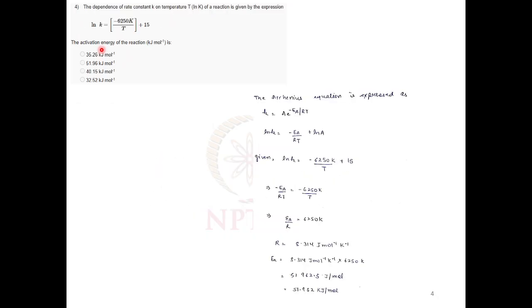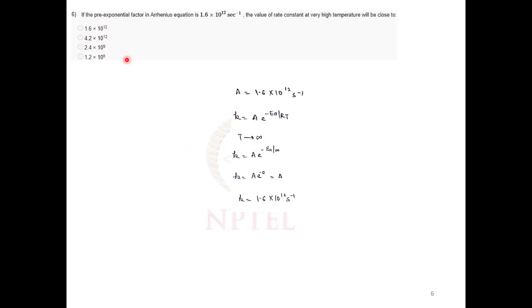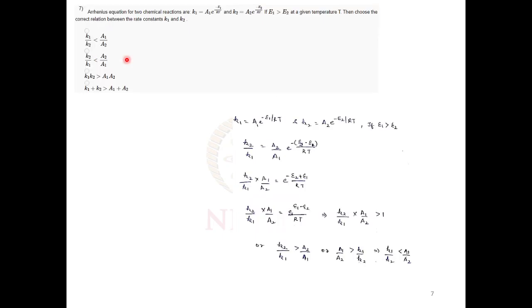Here the answer will be A, B. So 1.5 into 10 to the power minus 18. So C is the answer. Here the value of the rate constant, this 1.6 into 10 to the power 12, is the answer. And here, k1 by k2 less than A1 by A2. So this is the answer.